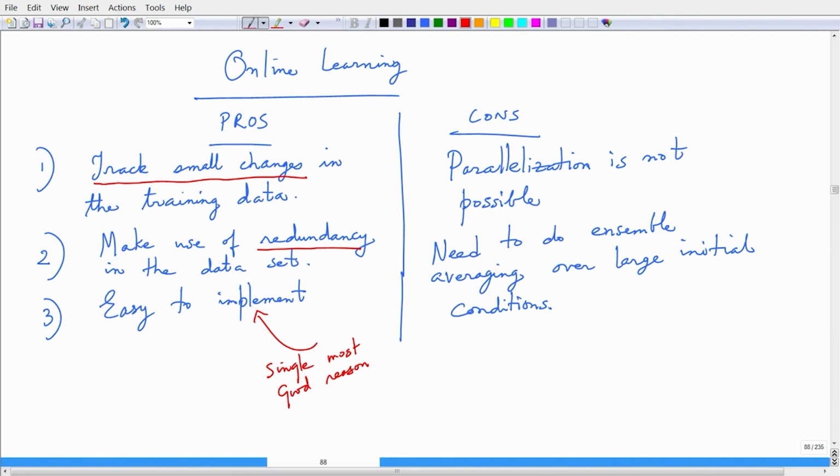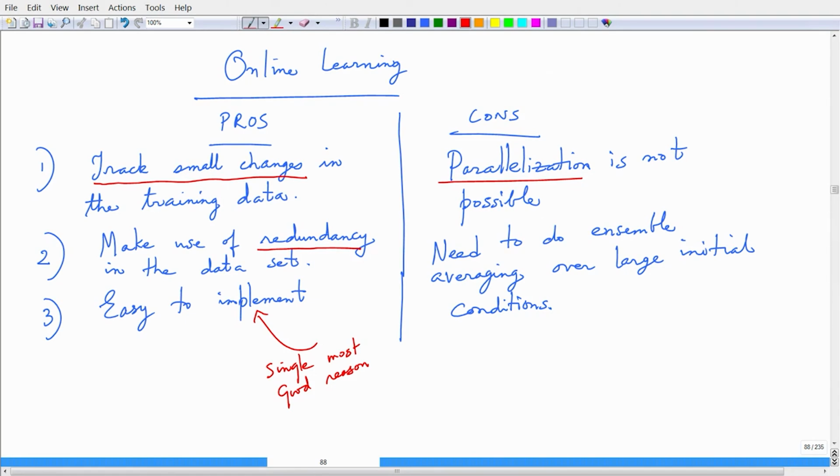Cons: as we saw, parallelization is not possible, because we just have one sample and then we are updating the weights based on this sample, and we are doing this on a per sample basis. So, every sample that we get, we make an updation to the synaptic weights. So, therefore, we cannot parallelize the system.